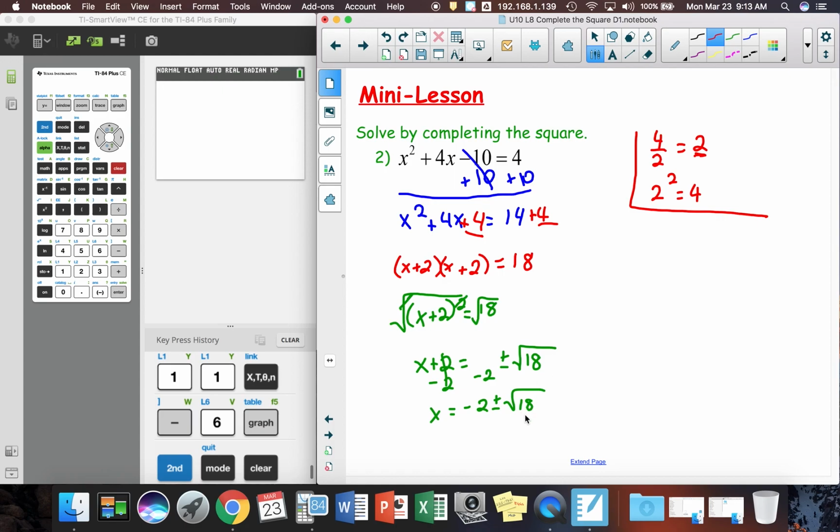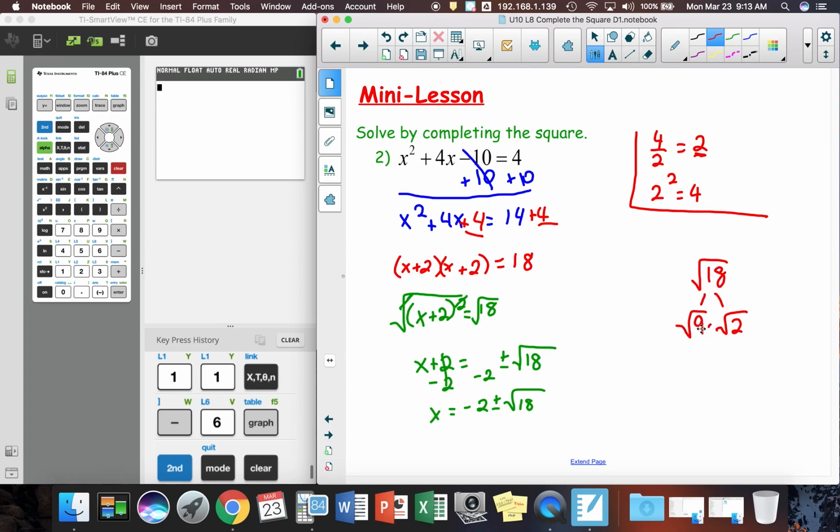Alright? Now I know that 18 can be simplified. I'm going to write it over here. So radical 18 could be broken up into 9 times 2. And remember, if you didn't know that, use a calculator and figure out the factors of 18. But I know that 9 can go into 18. I know 3 and 6 can also go into 18.